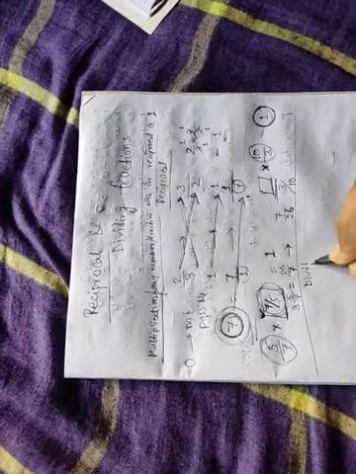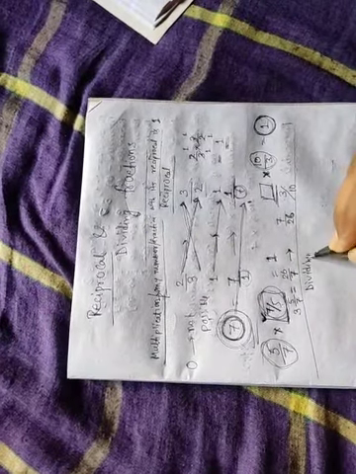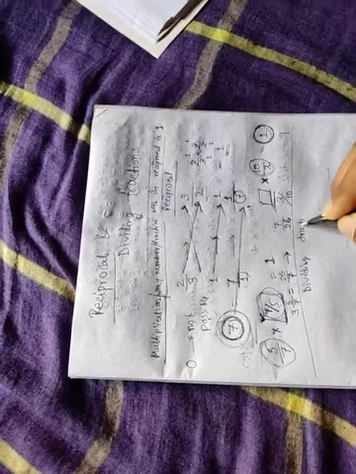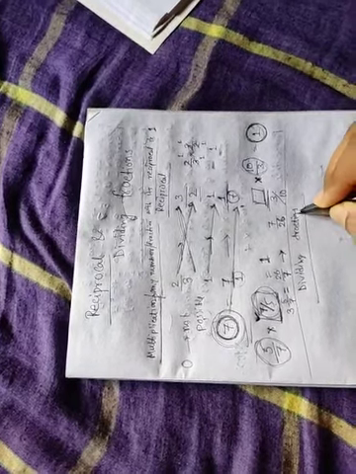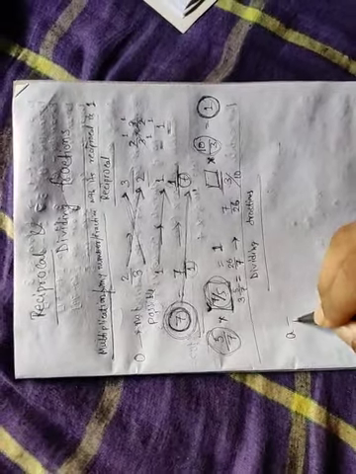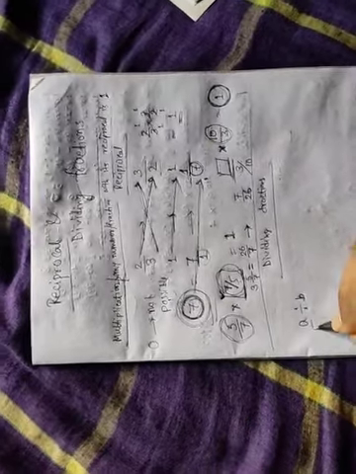Clear? I think clear. Okay, next, dividing fractions. So how can I do the division between fractions? It's very easy. To divide fractions, first tell me, suppose a divided by b. Here what is the dividend and what is the divisor? Here a is the dividend.